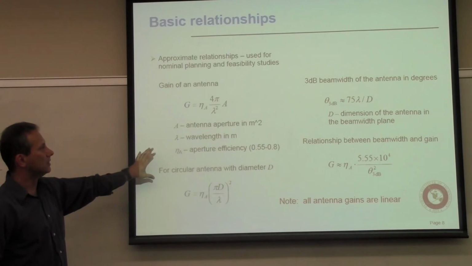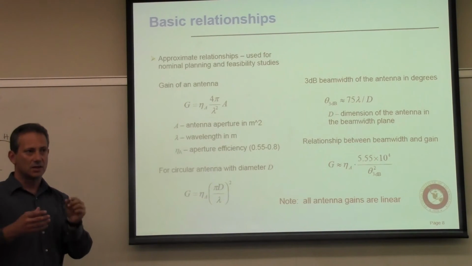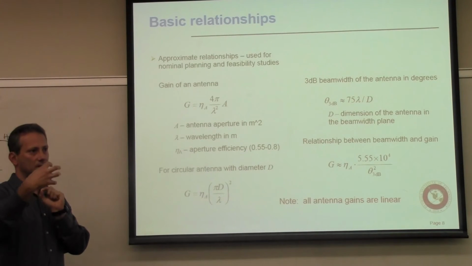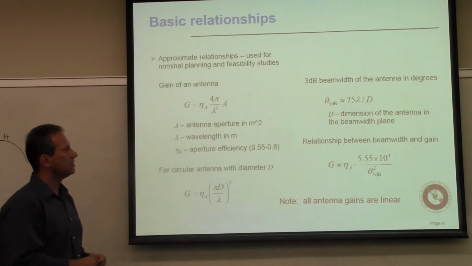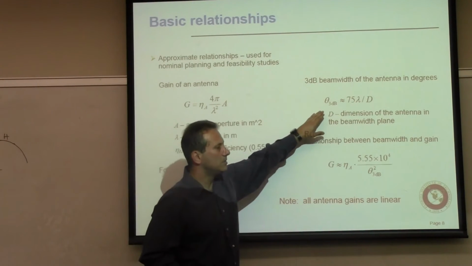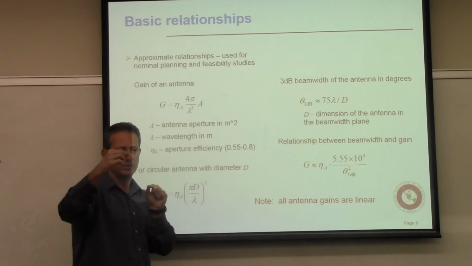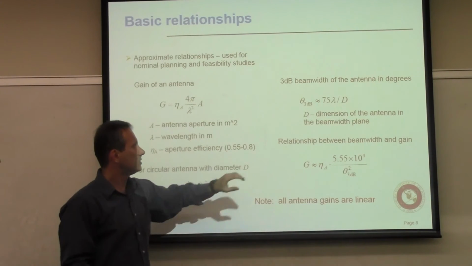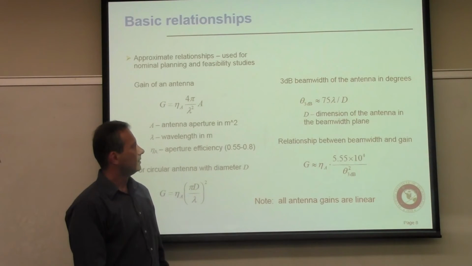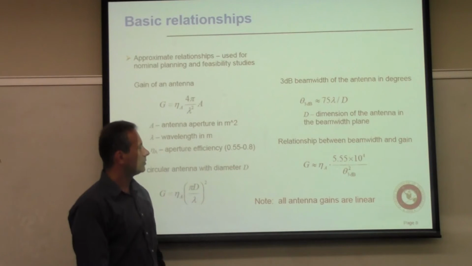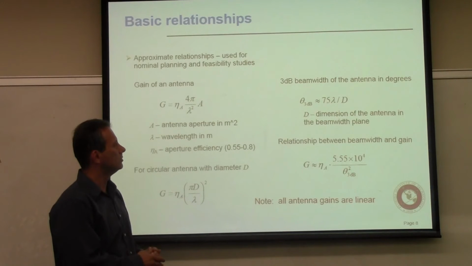So that's one aspect of the antenna, how big a gain you can achieve. The second parameter of the antenna is how narrow you can make the beam. There is an approximate relationship that says the 3 dB beamwidth, the point at which the beam falls 3 dB below its peak, is given as 75 lambda over D. That's not always terribly accurate, but for all the calculations that we do here, we're going to use that.